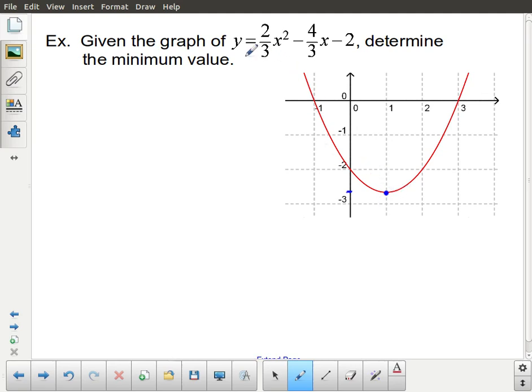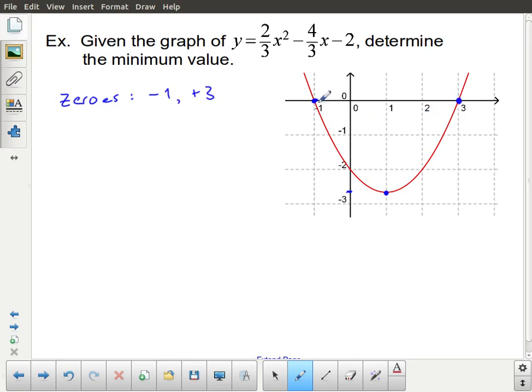I could, of course, also start with the equation here and find the vertex by putting this into vertex form by completing the square. But I did intentionally choose not a particularly nice equation because I wanted to discourage that. And so instead, let's take a look at the graph. We can see from the graph that we have zeros at -1 and +3.